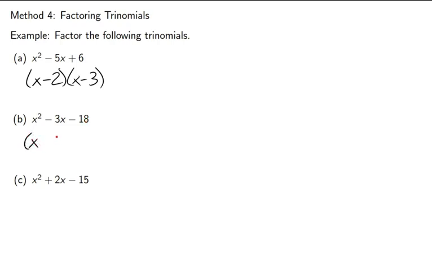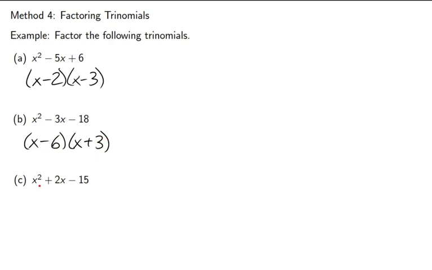If you said 6 and 3, you're right, but which one's negative? Well, since they add to a negative value, you're going to have to use the 6 as your negative value so that the whole thing comes out negative. So again, they multiply to negative 18 and add to negative 3.